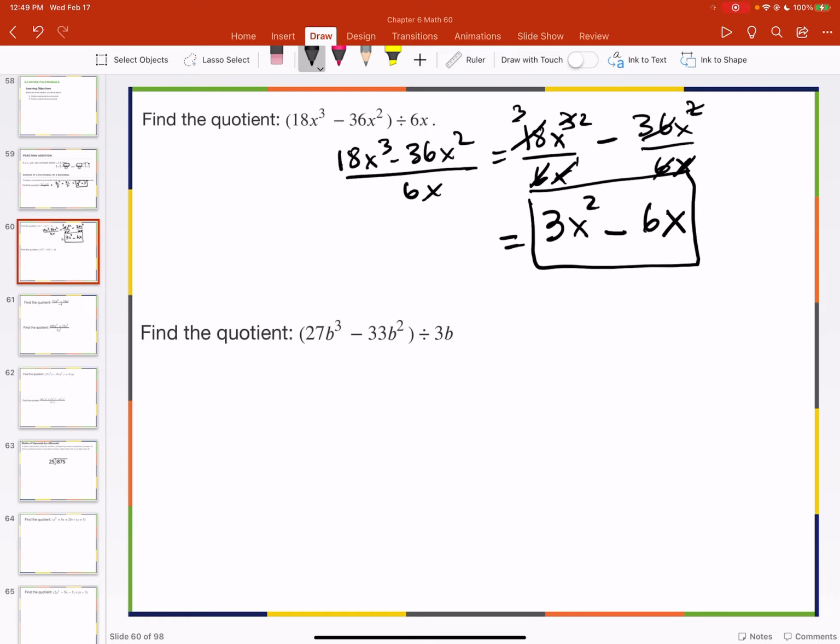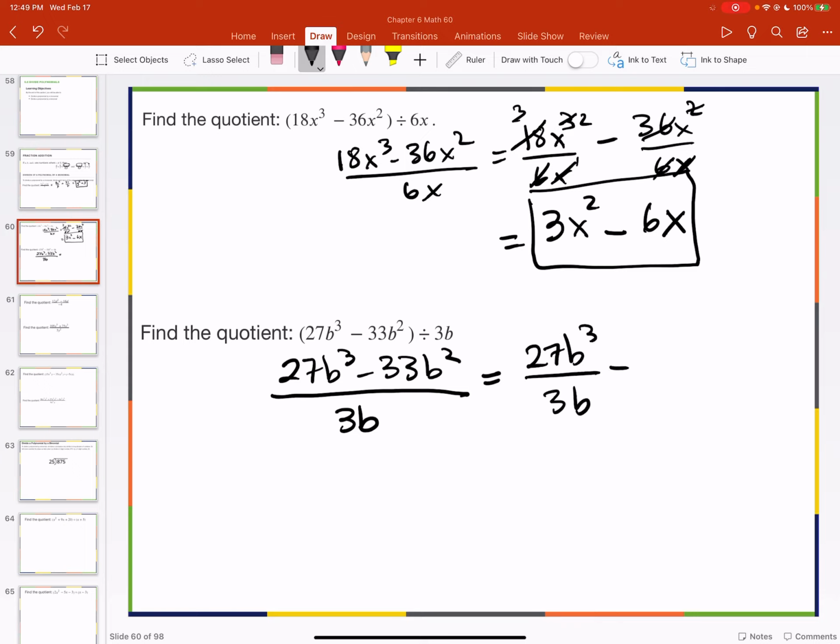Okay. All right, let's do another one. 27b cubed minus 33b squared divided by 3b. So then that becomes 27b cubed over 3b minus 33b squared over 3b. So then 3 goes into 27 9 times, 3 minus 1 becomes 2, so this is 9b squared minus. 3 goes into 33 11 times, and then 2 minus 1 is just b to the power 1.